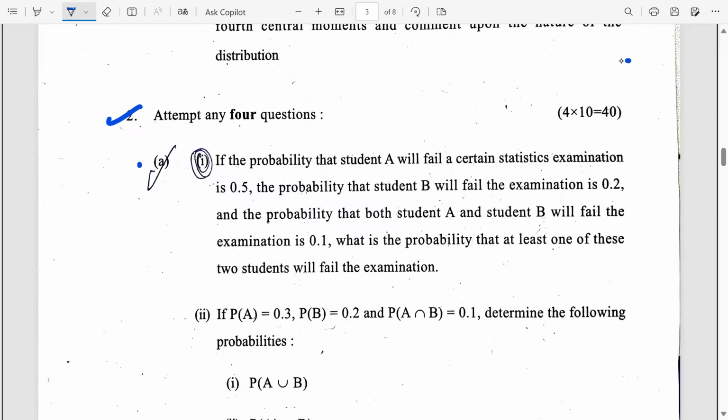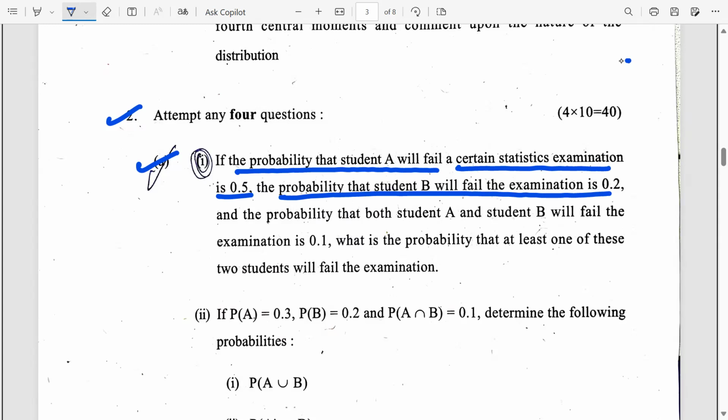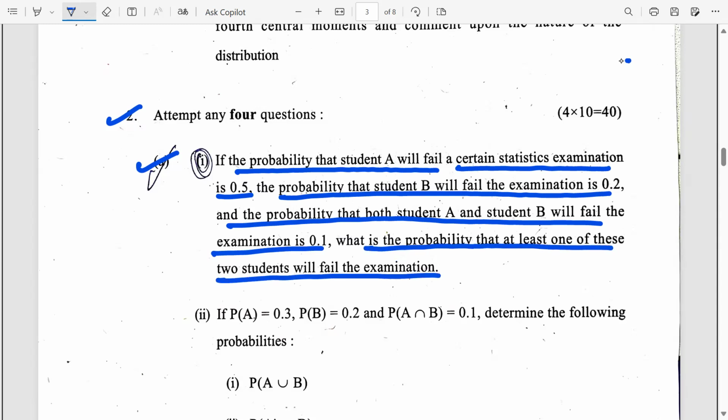So within question 2, let's read part A. If the probability that student A will fail a certain statistics examination is 0.5 and probability that student B fails the examination is 0.2 and the probability that both students A and B will fail the examination is 0.1, what is the probability that at least one of these two students will fail the examination? It's a typical question based on probability. Let's quickly come to the whiteboard and solve this problem.